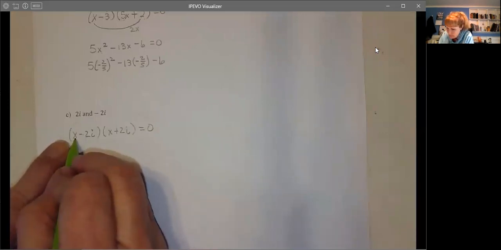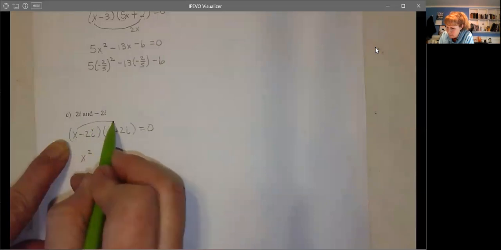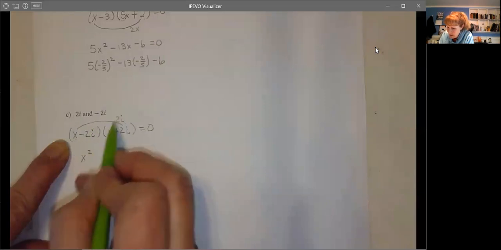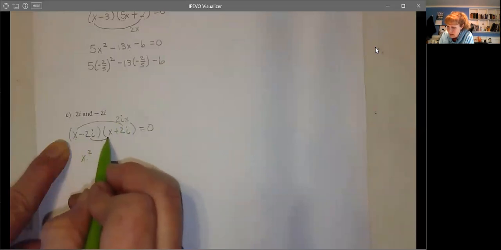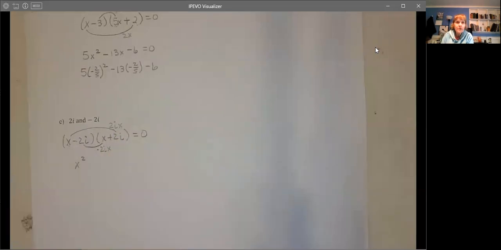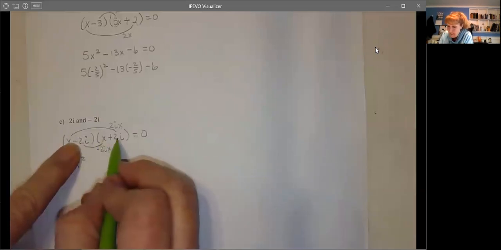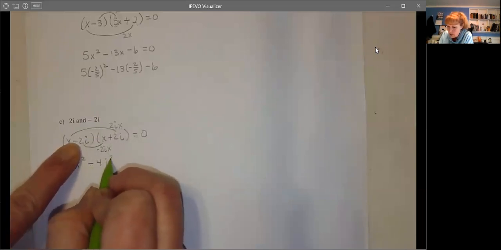So we take the first times the first. Then we have a positive 2i and 2ix. When I multiply the 2i times the x, I get a 2ix and a negative 2ix, and they cancel out. There's 0. There's no i there, so they're gone. So there's no middle term. So then I'll take the last times the last. A negative 2i times a positive 2i is a negative 4i squared.